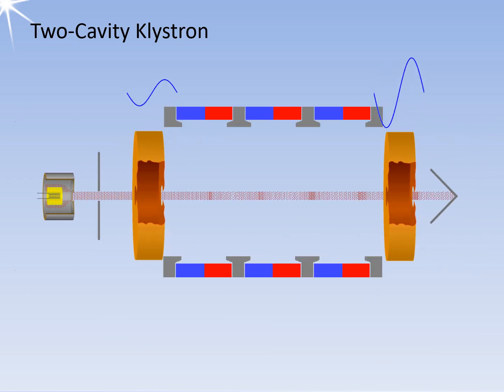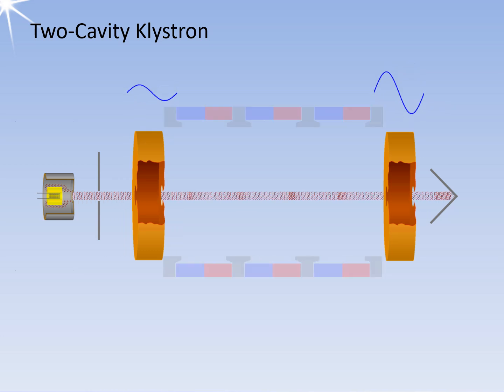A strong permanent magnetic field keeps tightly packed electrons in bundles from repelling each other and scattering, which helps maintain a sharply focused electron beam. The electron bunches created by the velocity modulation now fly through a second resonant cavity. The second resonator with its output coupling is called the catcher cavity.